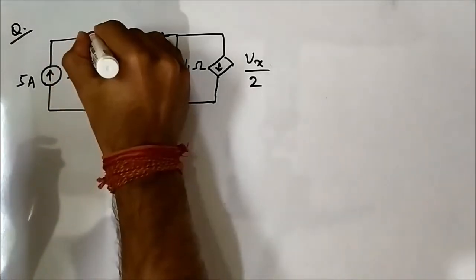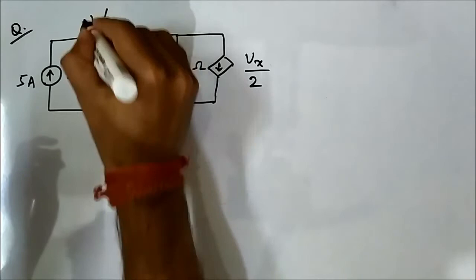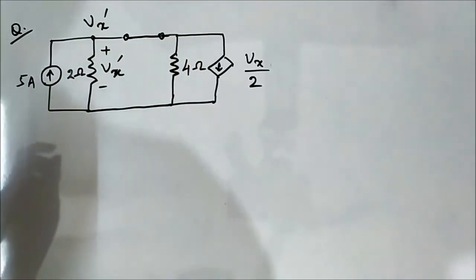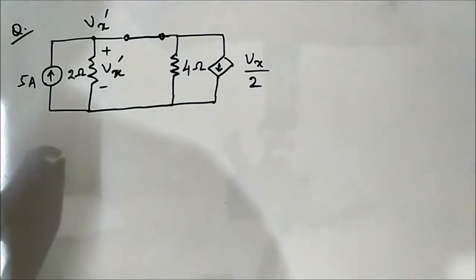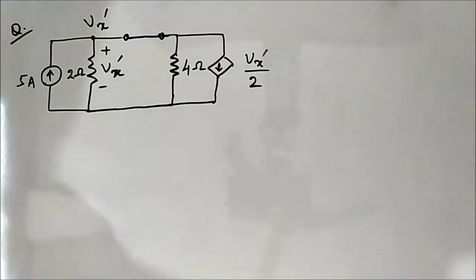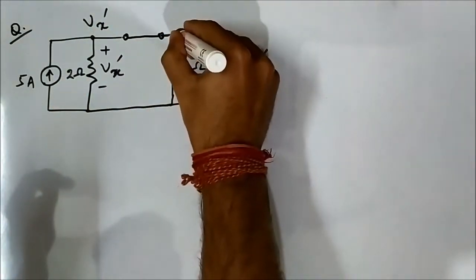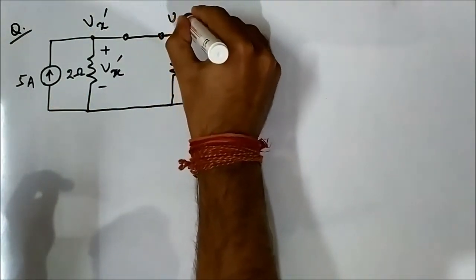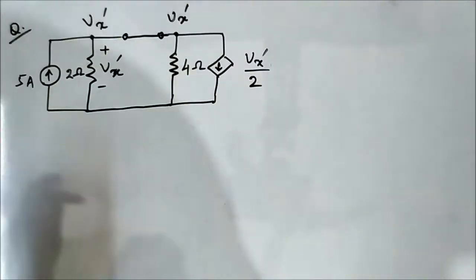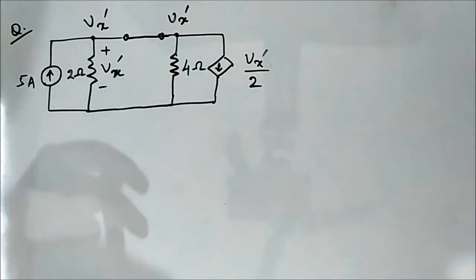Okay, here the voltage is Vx dash, let us say. Okay, step 1, like we did in all the previous questions, let this voltage drop across 2 ohm be Vx dash by 2. This is shorted, these 2 points, so here also it will be Vx dash. Okay, no drop, so these 2 points will have the same potential.